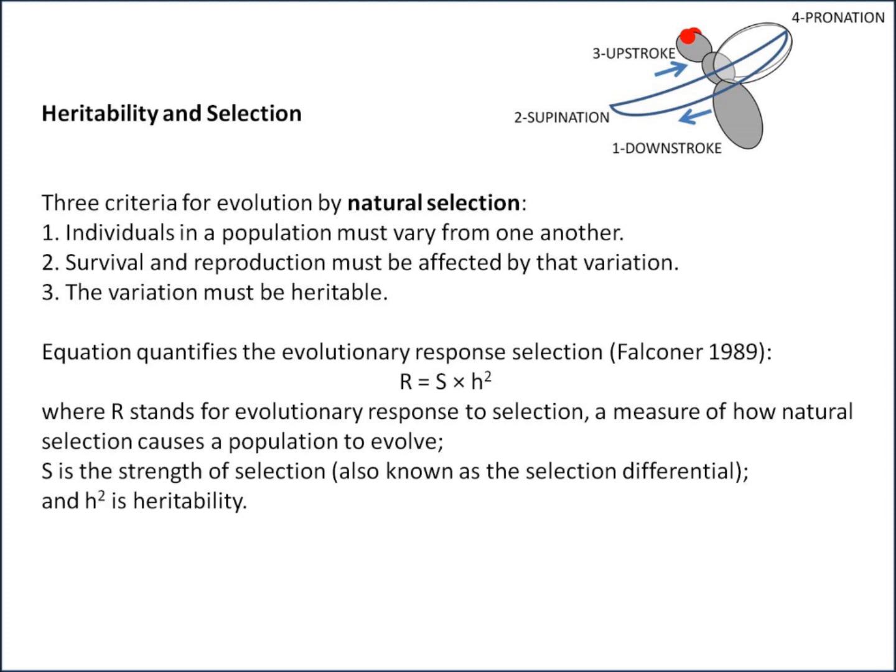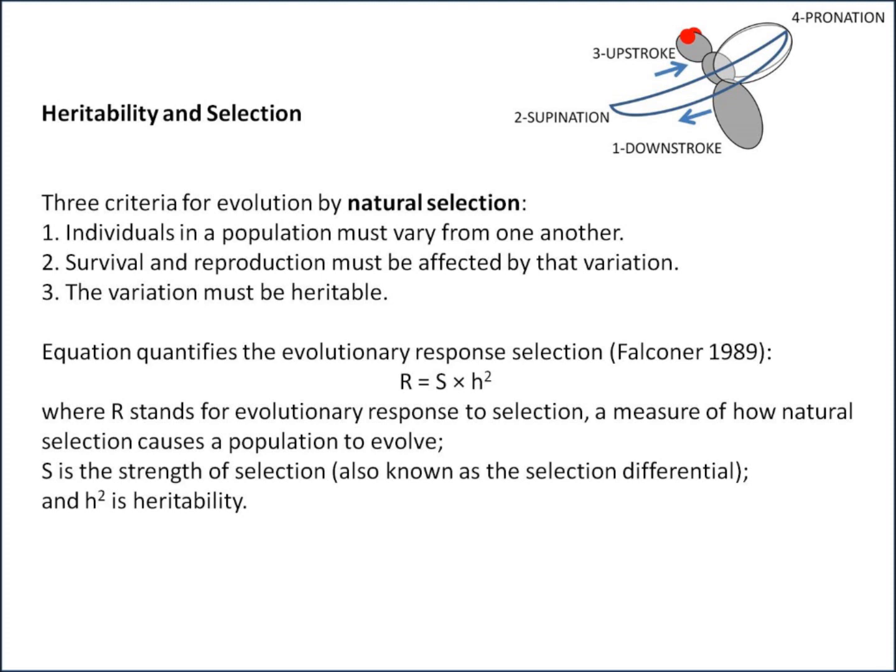For instance, Darwin's finches with larger beaks tend to survive periods of drought more successfully than those with smaller beaks. Note that selection happens within a generation. However, natural selection says nothing about what happens to beak size in subsequent generations. So, three criteria for evolution by natural selection.